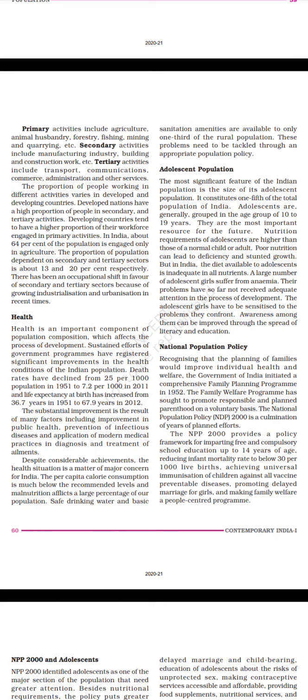Adolescent population. The most significant feature of the Indian population is the size of its adolescent population. It constitutes one fifth of the total population of India. Adolescents are generally grouped in the age group of 10 to 19 years. They are the most important resource for the future. Nutrition requirements of adolescents are higher than those of a normal child or adult. Poor nutrition can lead to deficiency and stunted growth. But in India, the diet available to adolescents is inadequate in all nutrients.